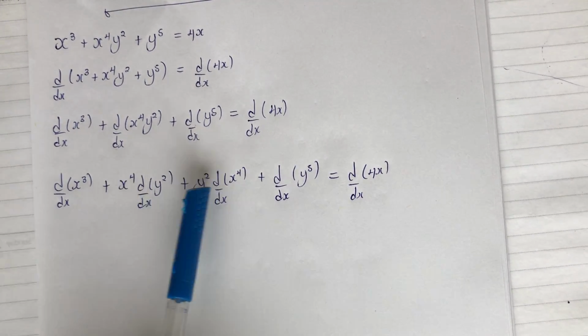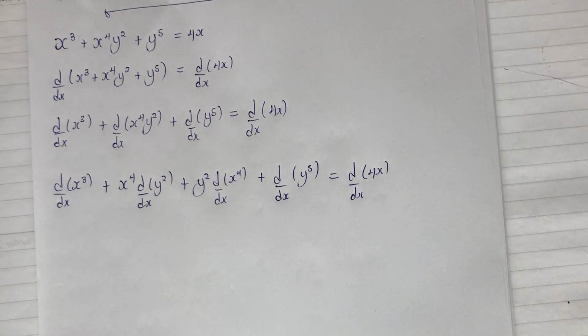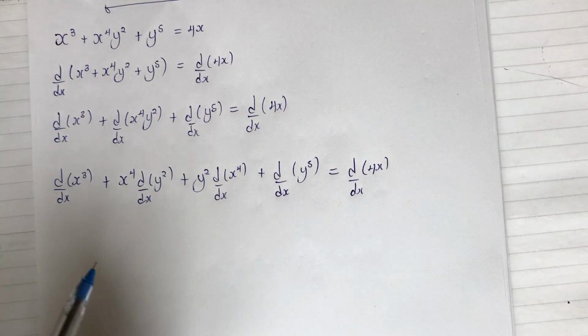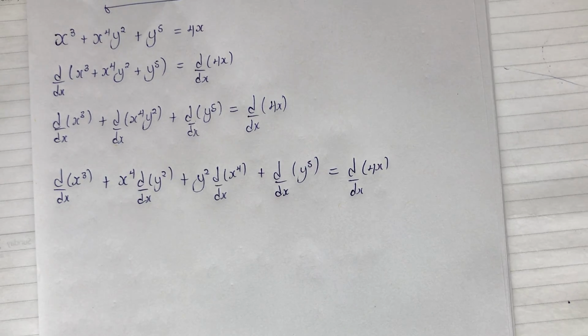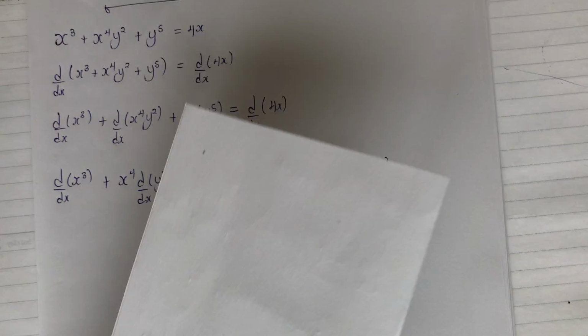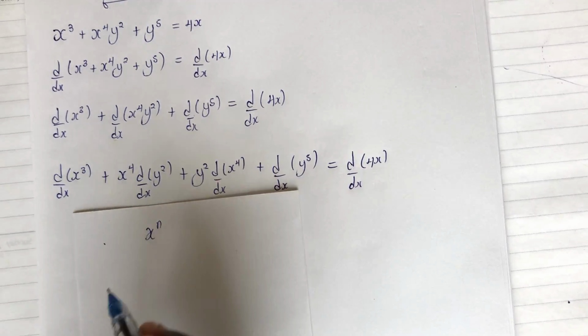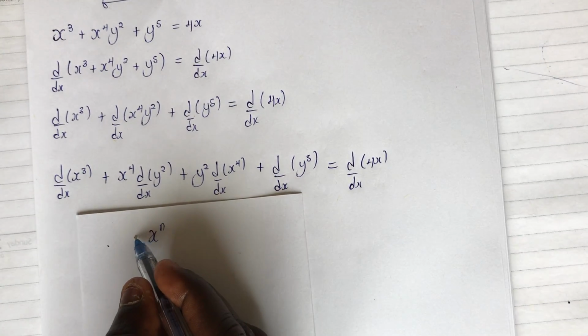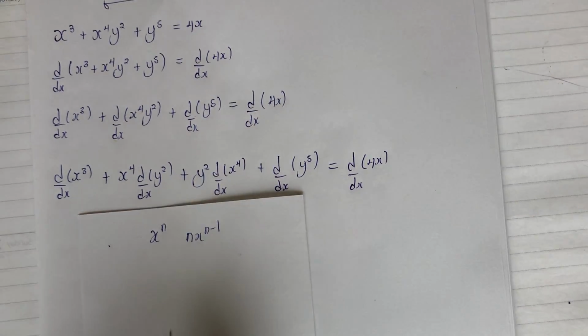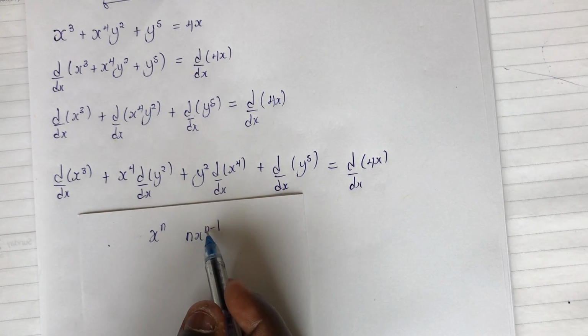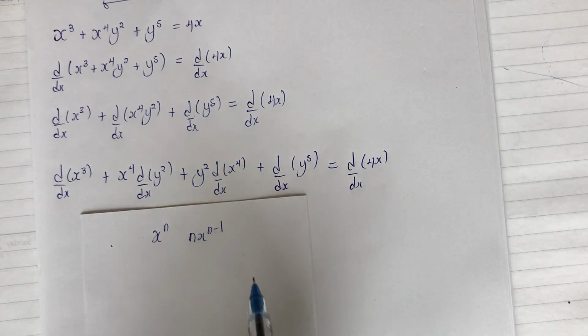Since I've now broken this down, it has become simple for me to solve. So let's differentiate each term. We are differentiating x to the power 3. We use the basic rule that if I have x raised to the power n, then when I differentiate it, I get n x to the power n minus 1. You just use the n to multiply, and you subtract 1 from the n, which is your power.